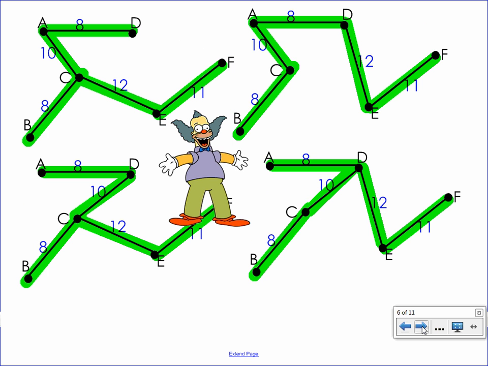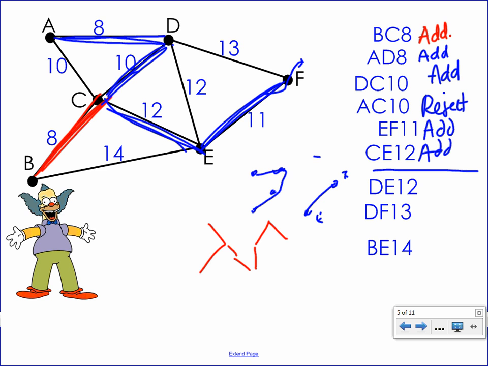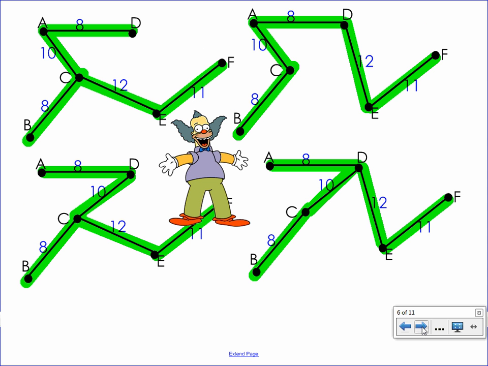Okay, ready to try one yourself? These are just examples. I said at the beginning, your BC and your AD are both 8, and these are both 10. Does it matter which way round? No. You will end up with different trees, but they are all minimum spanning trees, because they have the same total weight, which is the smallest total weight you can get for this particular graph.